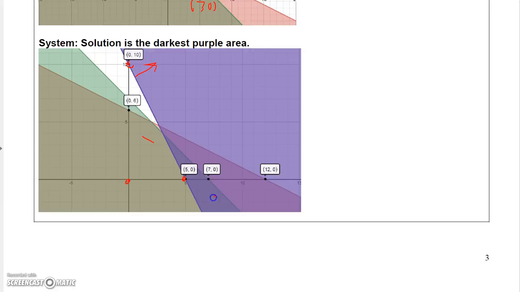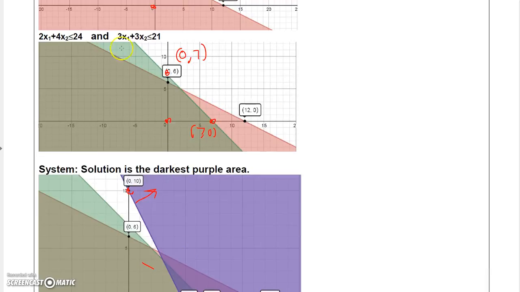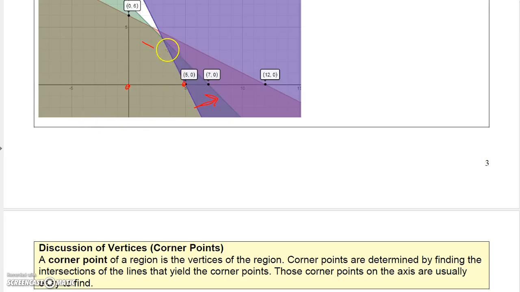So if I shade the opposite side for that line, then remember this dark green region that I had before? Well, this actually is going to come in and make that dark green region just be this dark purple region right here. So let me see if I can show you here. Hang on just a second, let me pause.